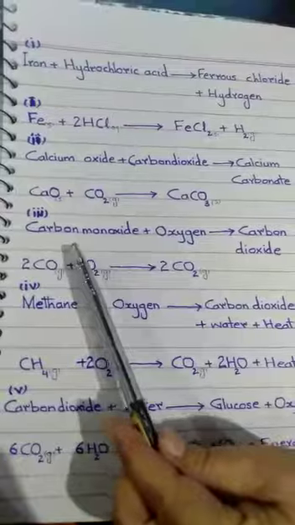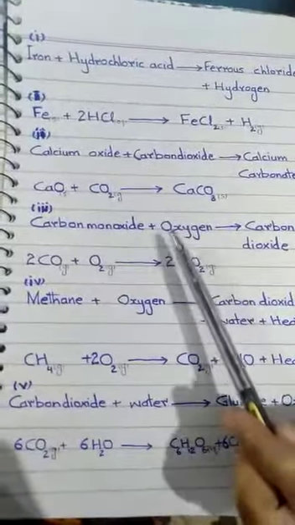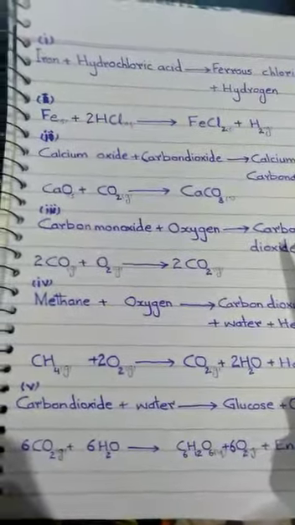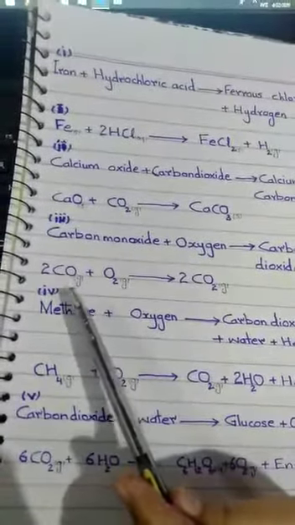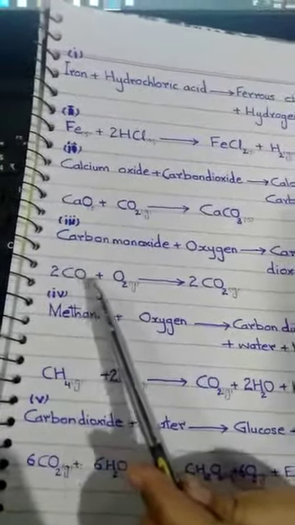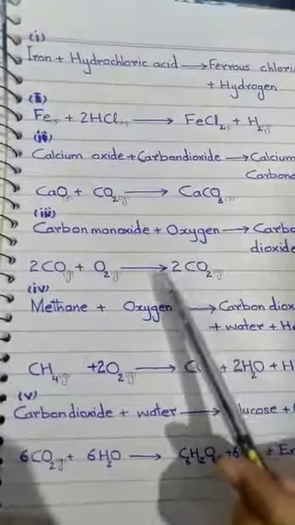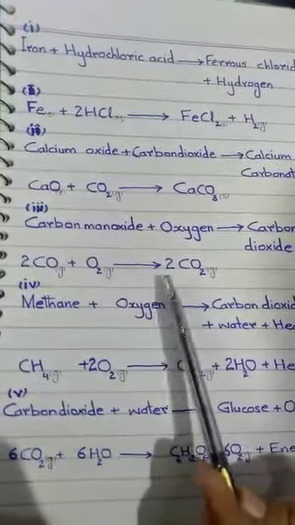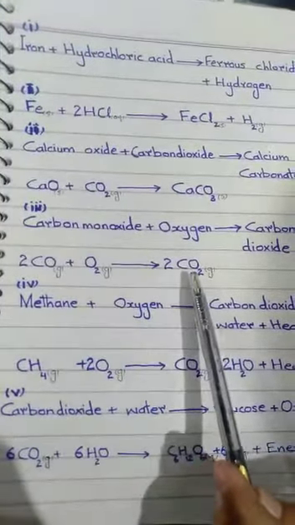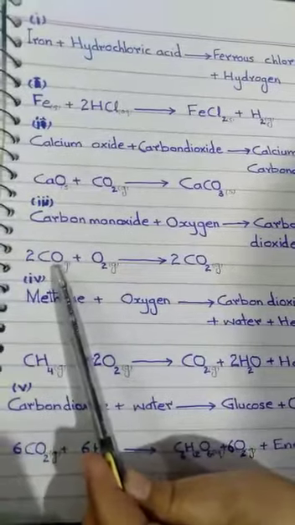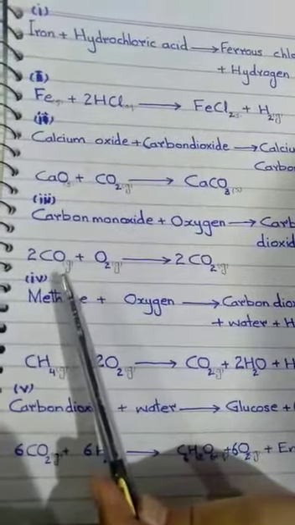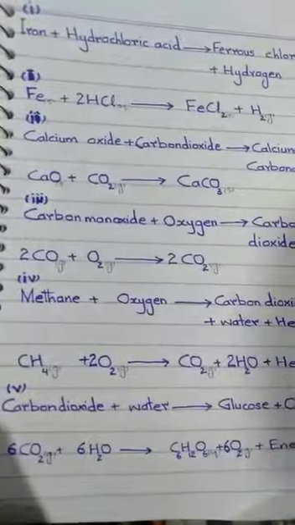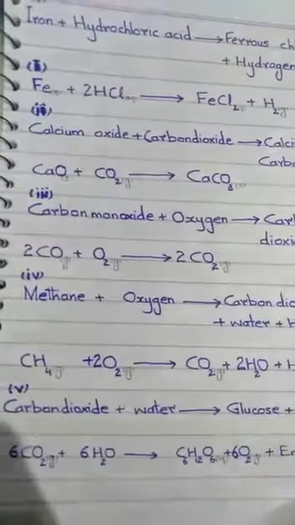Equation number 3, carbon monoxide plus oxygen. When carbon monoxide reacts with oxygen chemically, carbon dioxide will form. In the form of a chemical equation, we will write this as CO plus O2 arrow CO2, and in order to balance, we will put a coefficient 2 with carbon dioxide and also 2 with carbon monoxide. In this way, the number of carbon atoms and oxygen atoms on both sides of the equation will become equal.